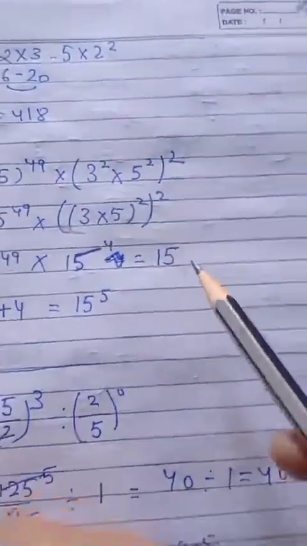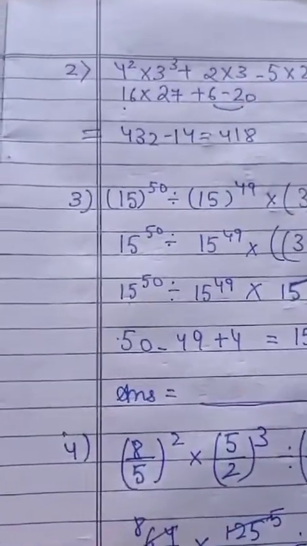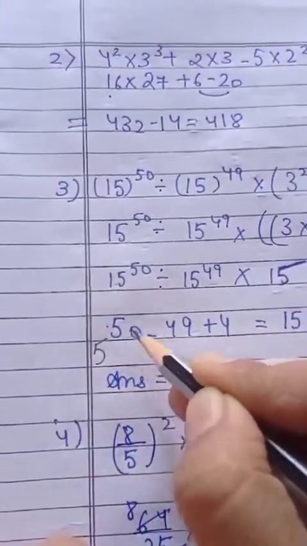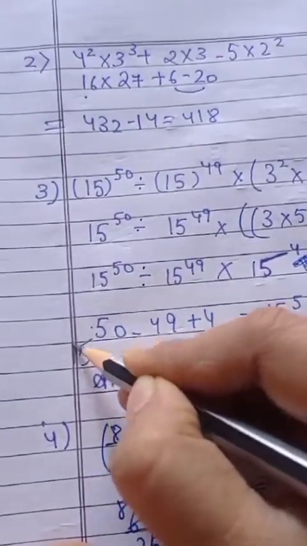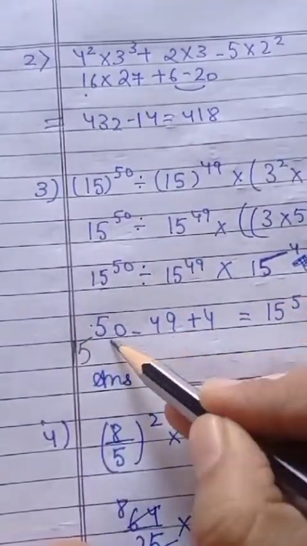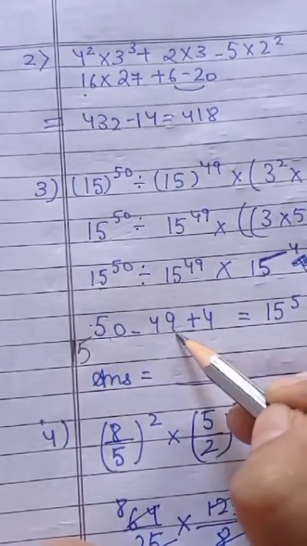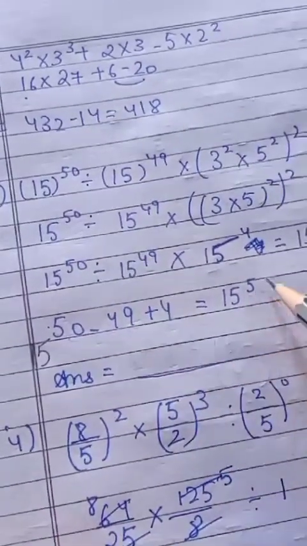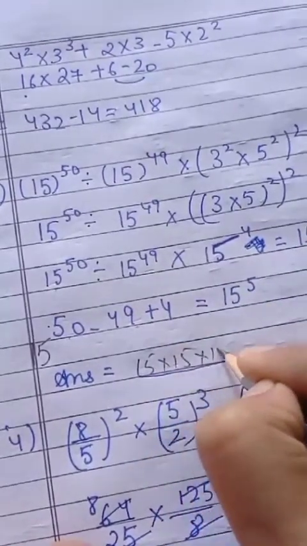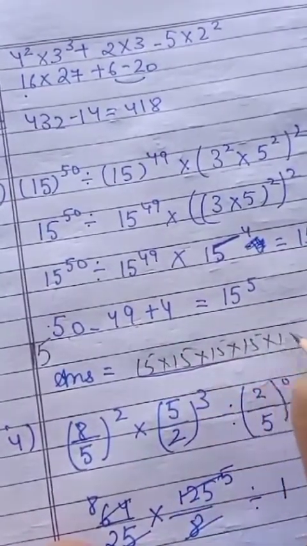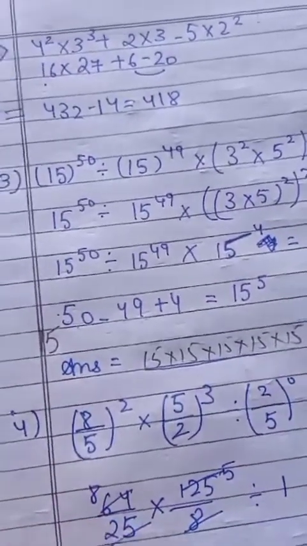Clear? So that will become what? This is 15 raised to the power 50 minus 49 plus 4. This will be 15 raised to the power 50 minus 49 is 1, 1 plus 4 is 5. So multiply 15 5 times: 15 into 15 into 15 into 15 into 15. That will be your answer.